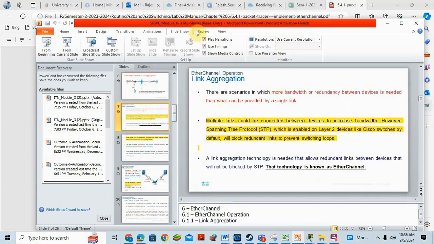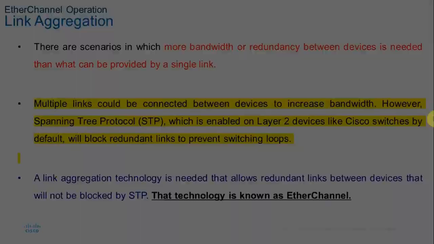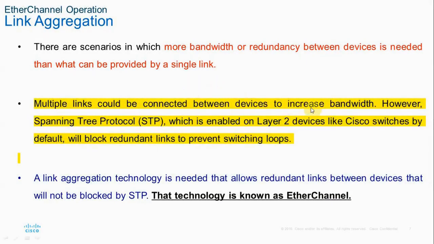See here again, multiple links connected between devices to increase bandwidth. I have two links connected between S1 and S2, and will they increase the bandwidth? Yes, one link is 100 Mbps, so two links means 200 Mbps. STP is also enabled, but in this case it will not block the redundancy, because we configured EtherChannel. So a link aggregation technology is needed which allows redundant links between devices that will not be blocked by STP. Usually STP will block the duplicate ports and make a loop-free topology, but here STP will not block the ports because I am using EtherChannel.